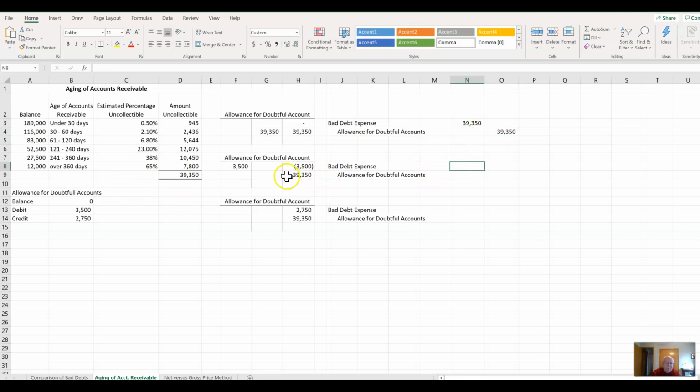For this one, however, we start with a debit balance, so we'll have to basically add those two together. So we have 39,350 minus 39,350, and I don't want that as a minus. So I can do an absolute.